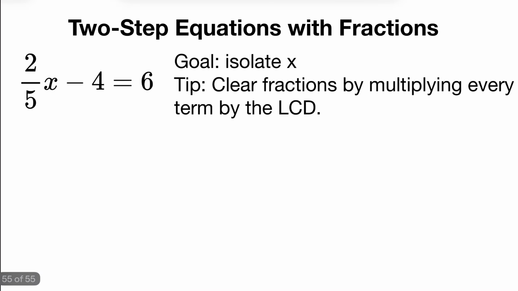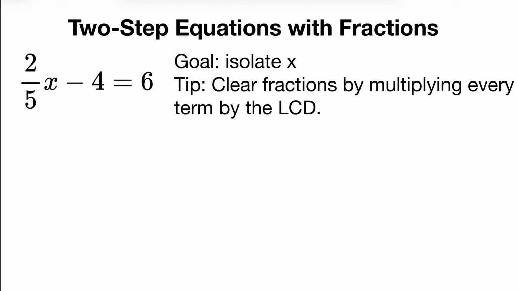Now with this problem, we have 2/5 x minus 4 equals 6. The fraction here, as you can see, is 2/5, and the denominator is 5. So what I'm going to do is multiply every term by 5 to get rid of the fraction. Let's go ahead and set this up. So we're multiplying by 5.